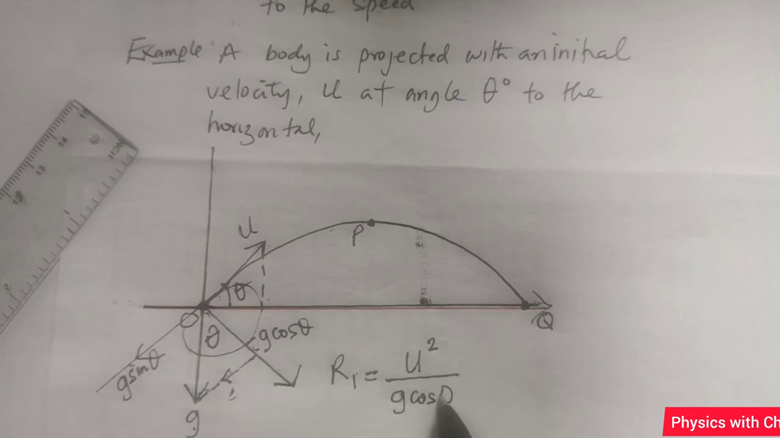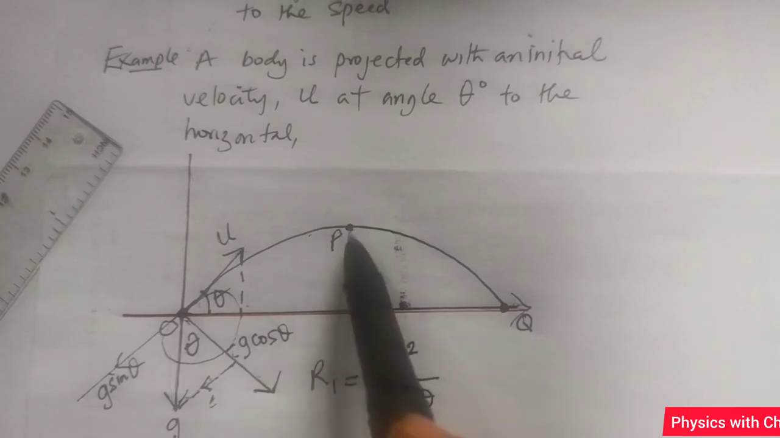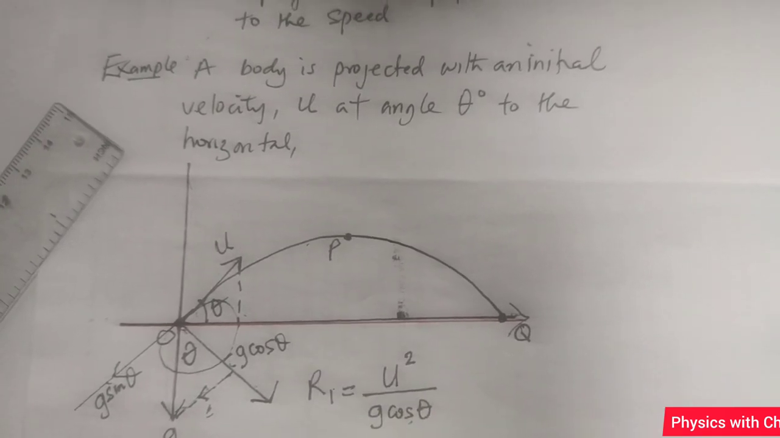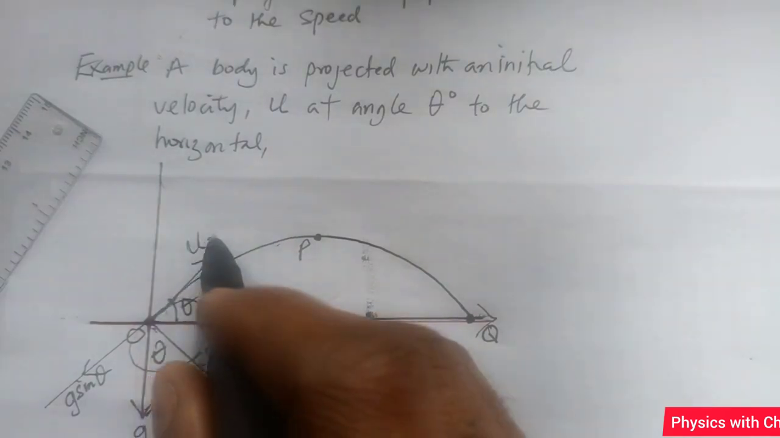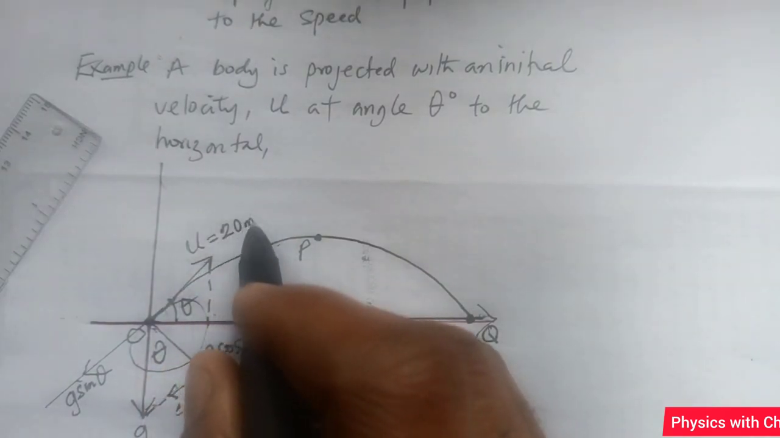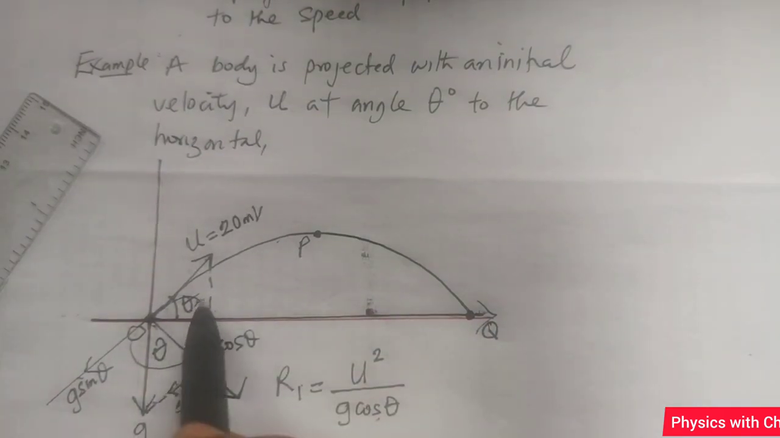Okay, that's the component of the acceleration perpendicular to the direction of the speed. Okay, let's come to point P, the highest point reached by the projectile. Now, let's say, for instance, before then, that the initial velocity is 20 meters per second given, and that the angle of projection is 30.